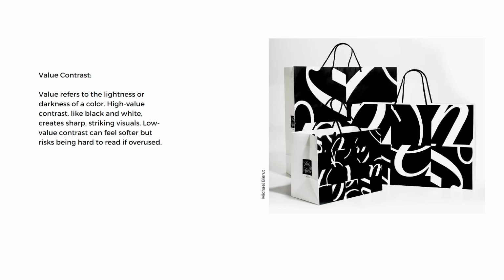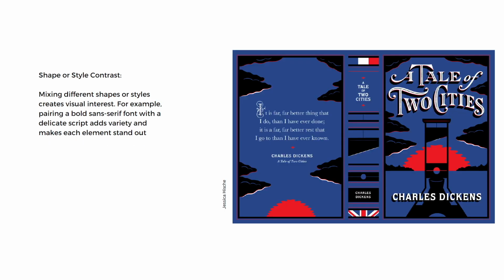Value. So we can also have contrast, of course, in value, and this is the lightness or darkness of a color, as we already discussed. We have our high value contrast, like strong blacks or whites, like here in these Saks Fifth Avenue bags. This is going to be nice because it creates really striking visuals that are going to stand out, just like this example. Low value contrast is going to feel a little bit softer, but it can risk being hard to read if it's overused.